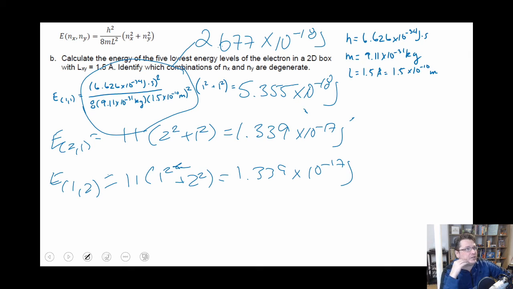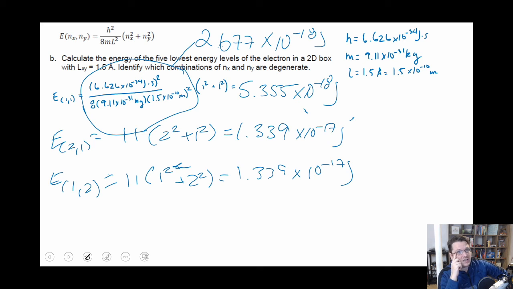And then you can just keep working your way through. I'm not going to do the rest of them, because all it is is plug and chug. When nx is equal to 2 and ny is equal to 2, you plug that in and you get a value. Then you can go to nx equal to 3.